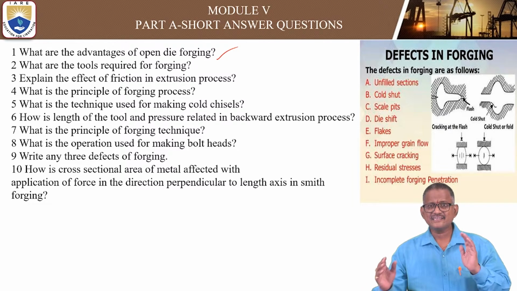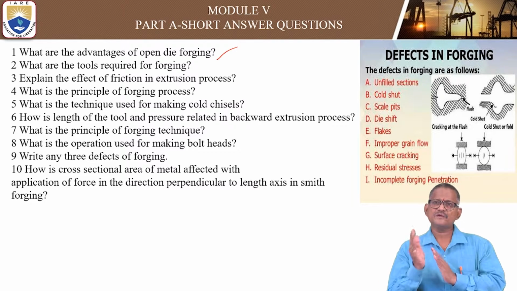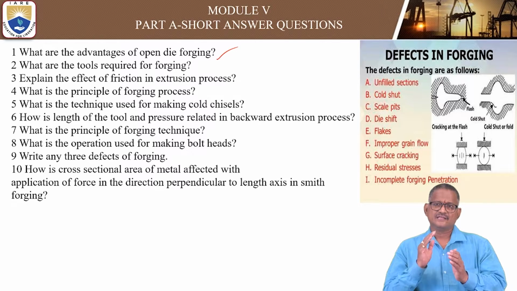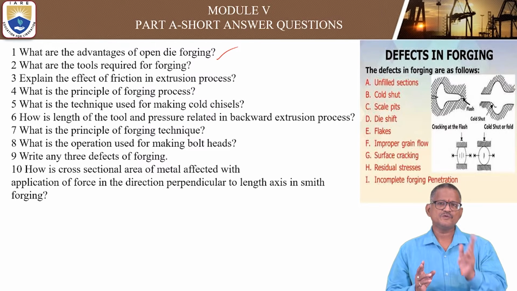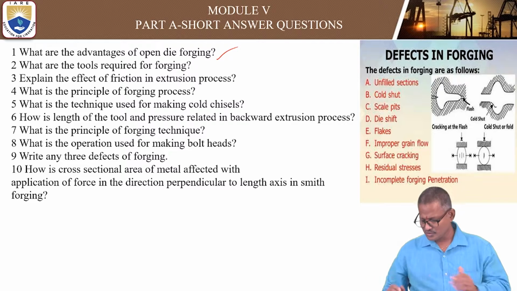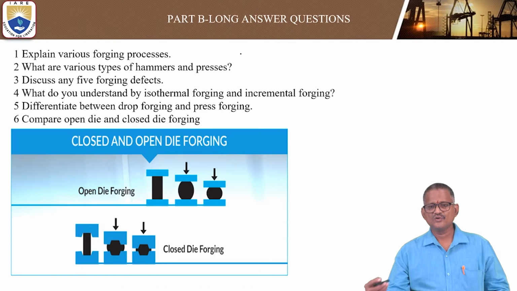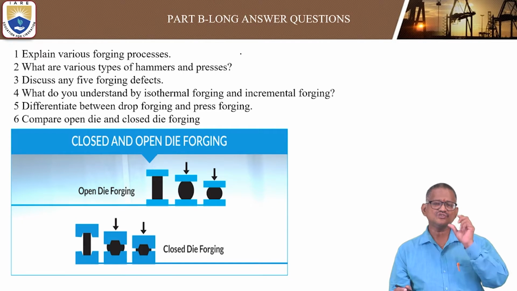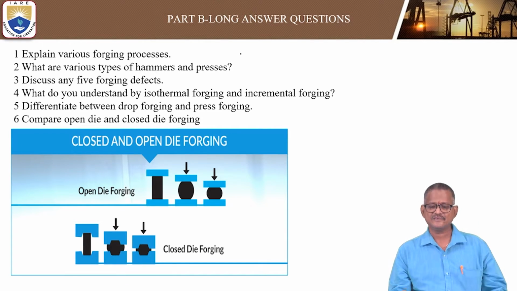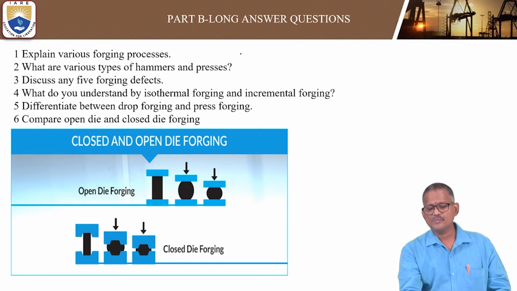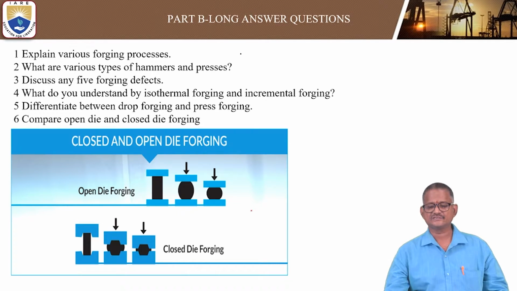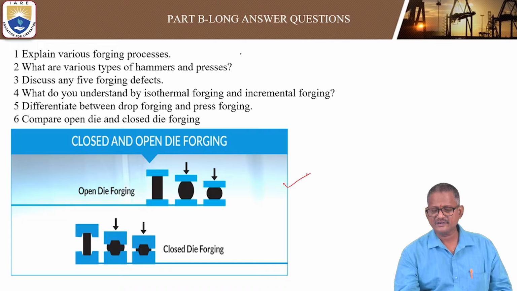So generally, while discussing open die forging, there are two types of forging. One is open die forging and the second one is closed die forging. Look at the diagram. This is called closed and open die forging. That figure shows a clear understanding of the difference between open die forging and closed die forging. So this is what is called open die forging.